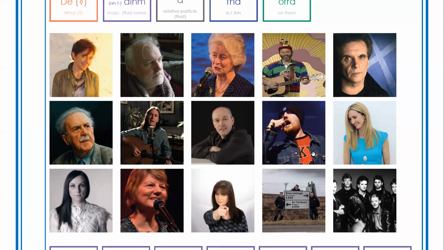He's from Balivanich. And as you can see, he's a Gaelic singer, also dabbles in rap and Gaelic, as well as traditional music, and he's also a piper.